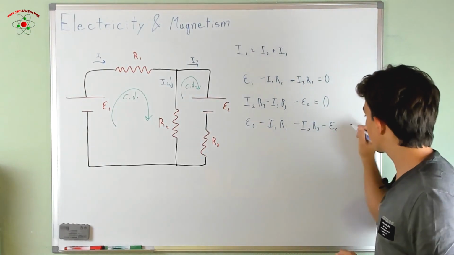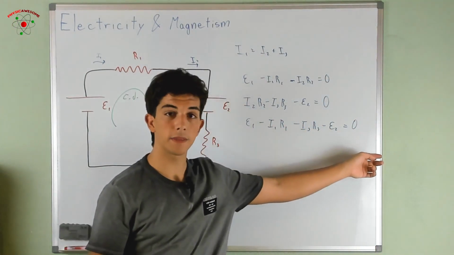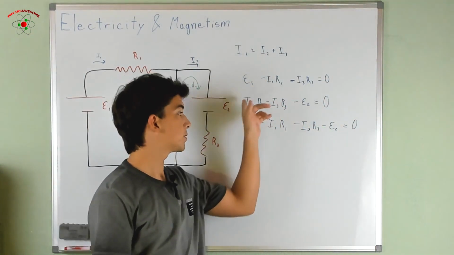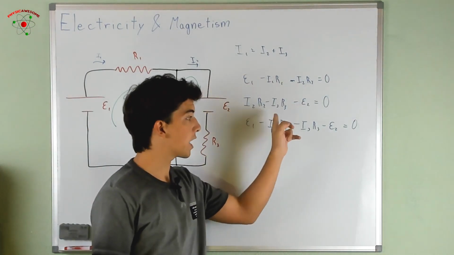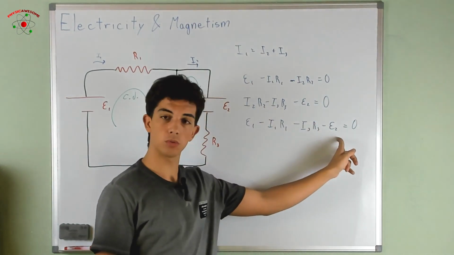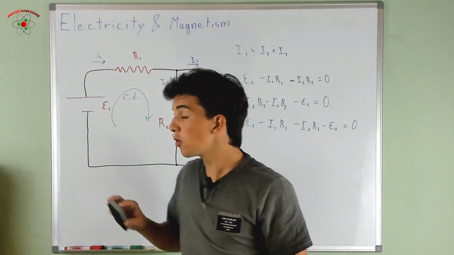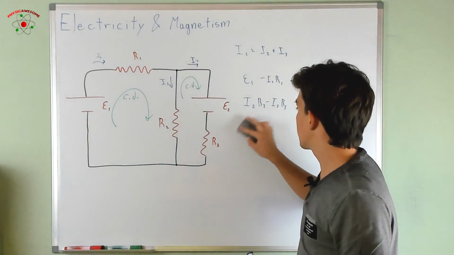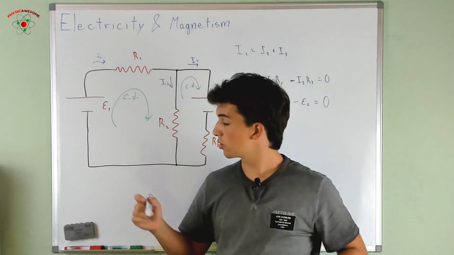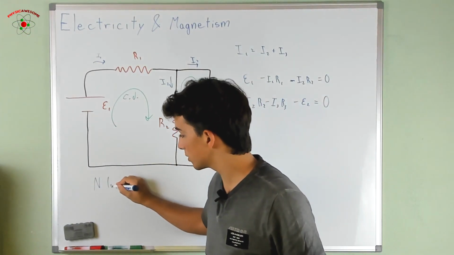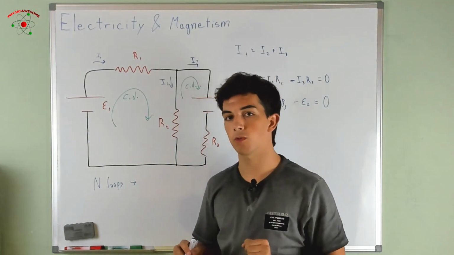What we observe is that this equation is no other thing than the addition of these two equations. We have epsilon 1, I1 R1, then these two cancel with each other, then I3 R3, and then epsilon 2. So this equation is redundant. In fact, what we notice is that whenever we have n loops, in this case we have 3 loops, so let's write it, n loops, this leads to n minus 1 independent equations.